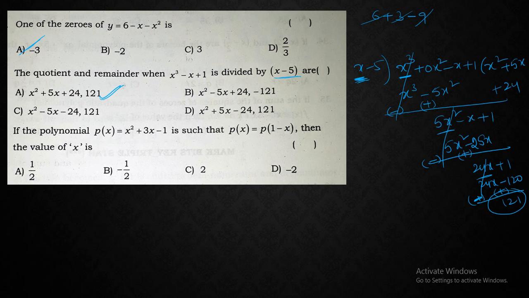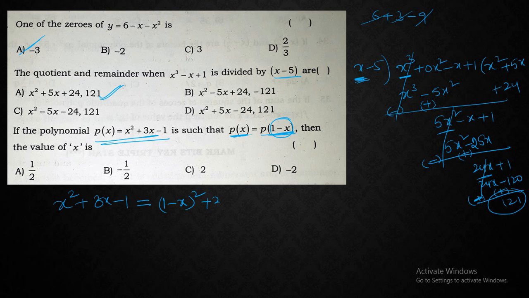Next, the polynomial p of x is equal to x square plus 3x minus 1, such that p of x is equal to p of 1 minus x. What has he given? P of x is equal to p of 1 minus x. So p of x is x square plus 3x minus 1. It is equal to p of 1 minus x. Instead of x, if I replace it with 1 minus x, then it is my p of 1 minus x. So instead of x, just write 1 minus x.